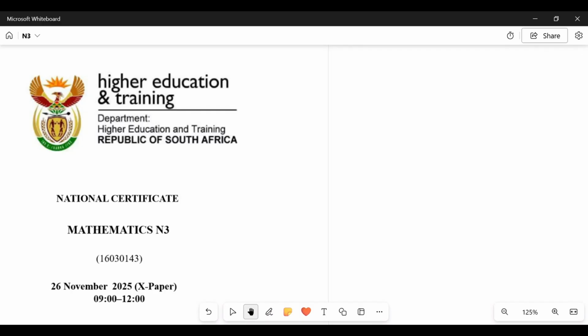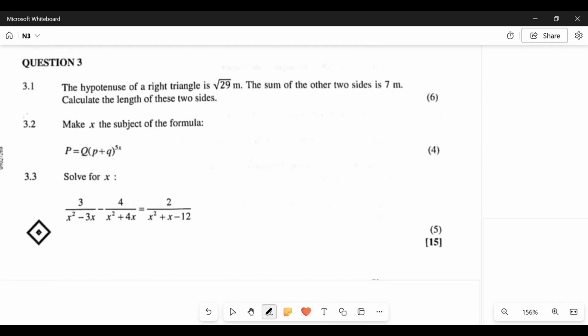All right people, let's check out question 3 and let's solve it. All right, here's our question 3. Guys, this question 3 consists of 3 questions. So we're going to start with 3.1 and then we do the other questions, which are 3.2 and 3.3. So let's create a space and let's do 3.1.